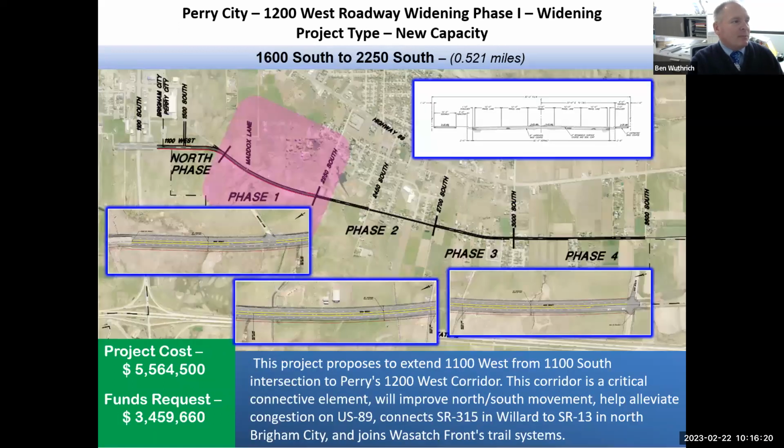The next project is a project in Perry City. This is also on 12th West. This is on the south of 1100 South or Highway 91. This is phase 1, which will dovetail off the project that was approved by this body last year to take the road up to and the intersection there on 1100 South. A little more than a 1/2 mile in length. Estimated project cost is 5.5+ million. The funds being requested are 3.4+ million.